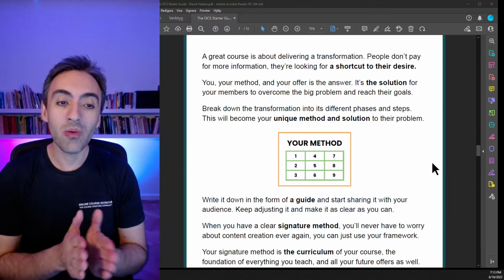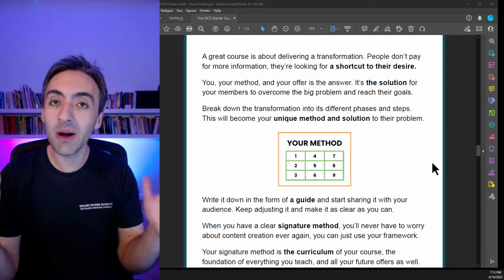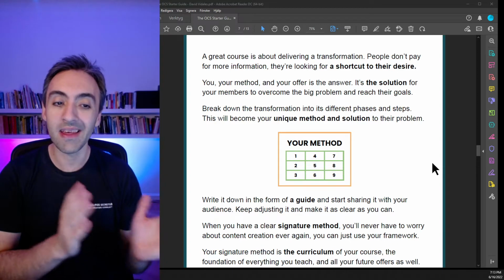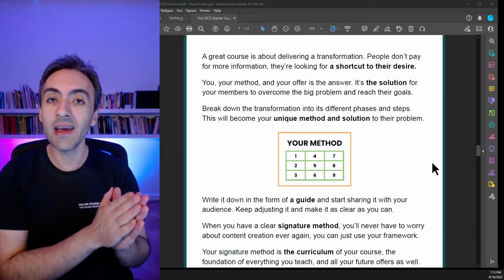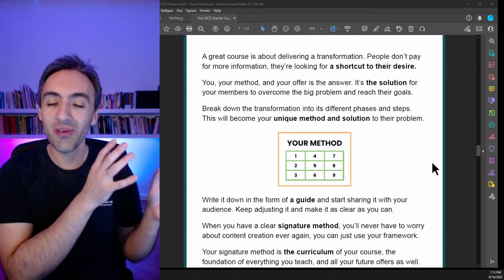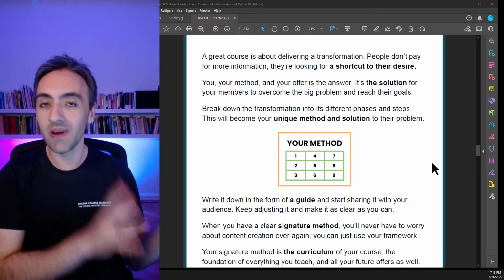Okay. So your method is basically dividing up this big problem into its different phases and steps, so that you can guide someone step by step from their current situation to their desired situation.